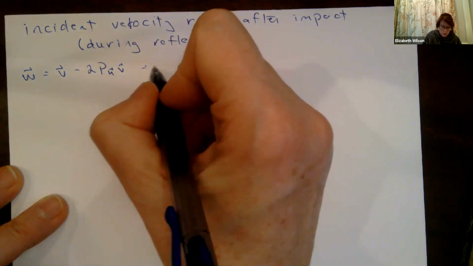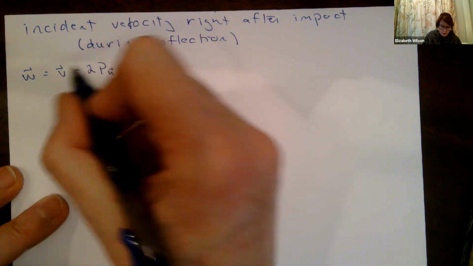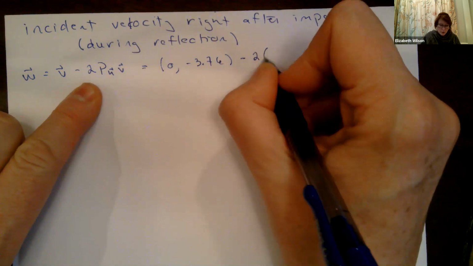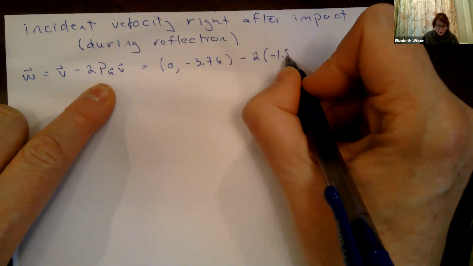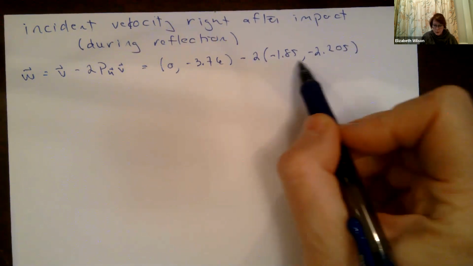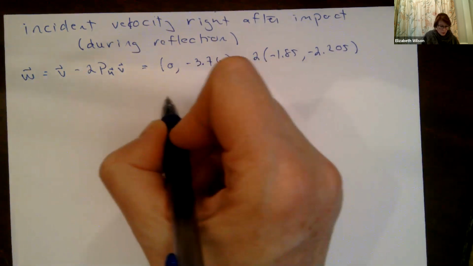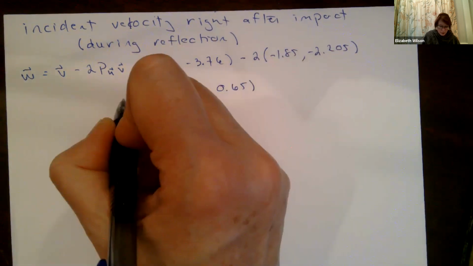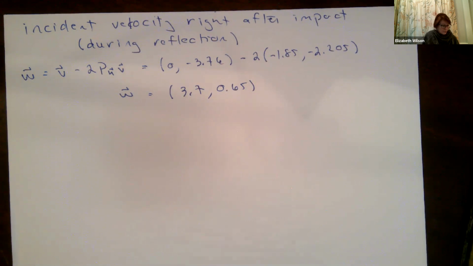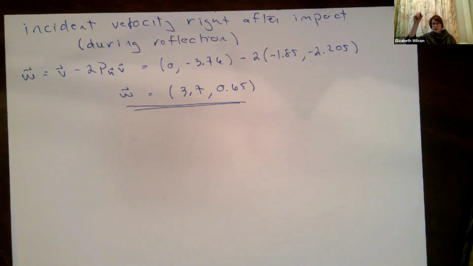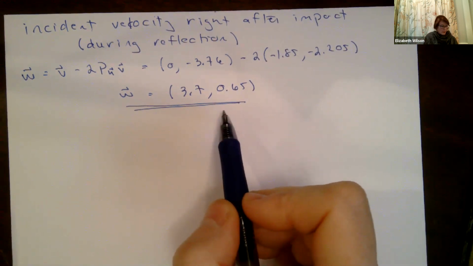So this is our incoming velocity, 0 minus 3.76, minus 2 times our projection vector that we just figured out, minus 1.85, 2.205. Multiply through by 2, and then I add all these up. So I'm going to get 3.7, 0.65. And this is my reflected velocity. So you can think of it as my new initial velocity. My new initial position is the point of impact. My new initial velocity is this thing here.